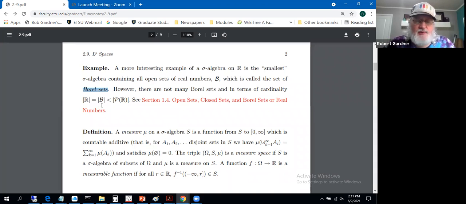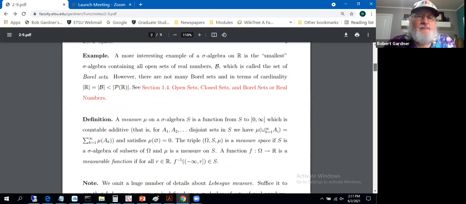But if we consider how many subsets of the real numbers there are, what's the cardinality of the power set of the reals? Well, that's strictly greater than the cardinality of the reals, and so strictly greater than the cardinality of the Borel sets. In other words, there's a whole bunch more subsets of the reals than there are Borel sets of real numbers. There's a link to some notes there that discusses Borel sets and cardinalities.